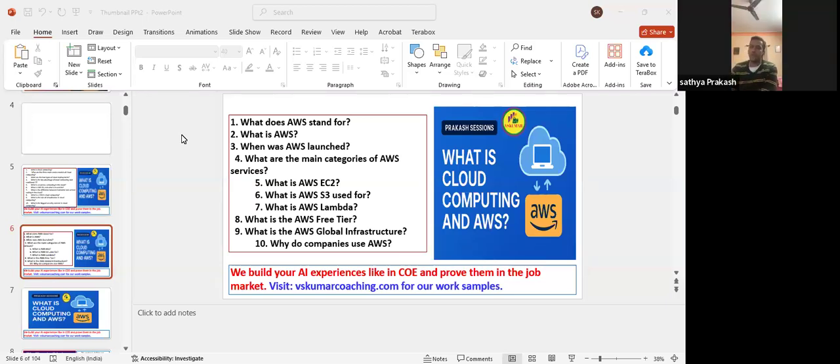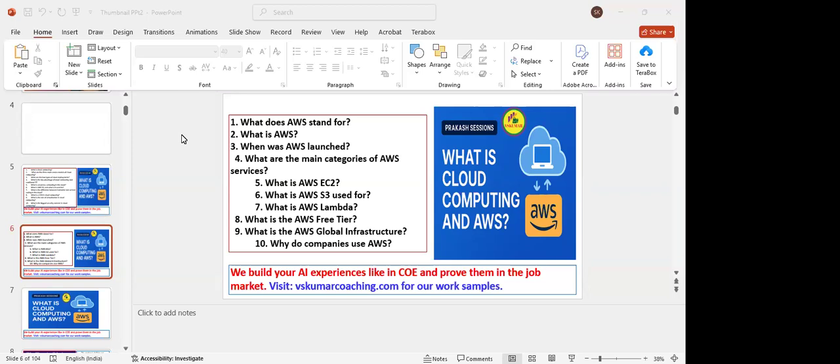AWS free tier is resources given by AWS cloud, limited or unlimited depending upon the use, for us to use for cloud computing. Okay, okay. Ninth one, what is the AWS global infrastructure?